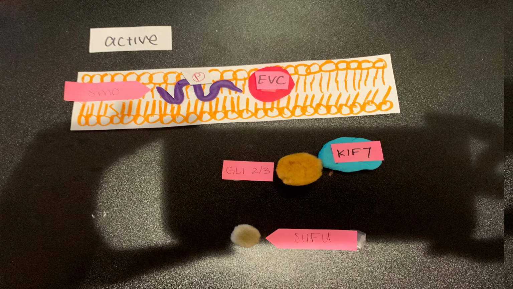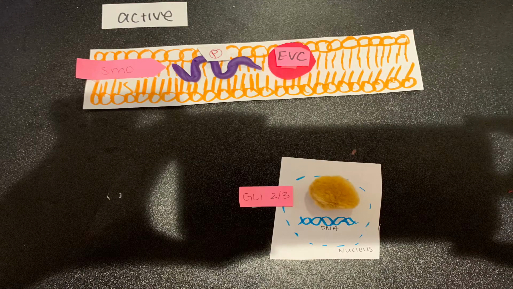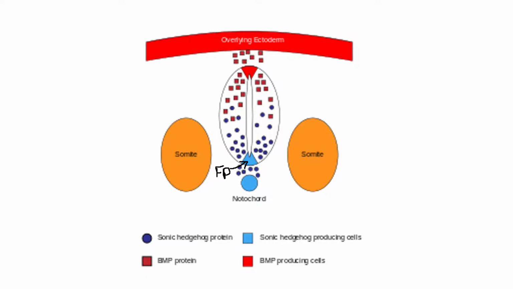These Gli proteins have not yet been phosphorylated, which means they are not processed by the proteasome, so they can remain in their full form and not the repressor form. So Gli2 and Gli3 can translocate and enter the nucleus and bind to the DNA to induce expression of Gli target genes. Gli target genes are responsible for development patterning and differentiation.